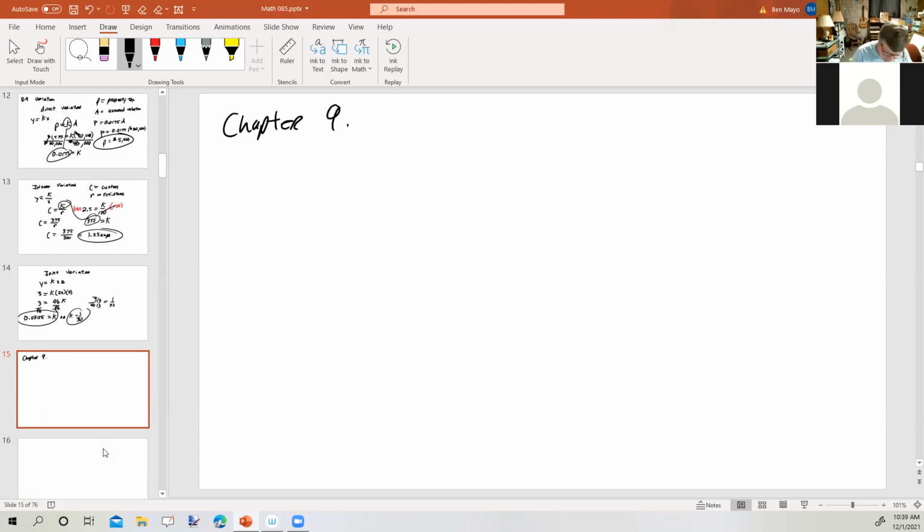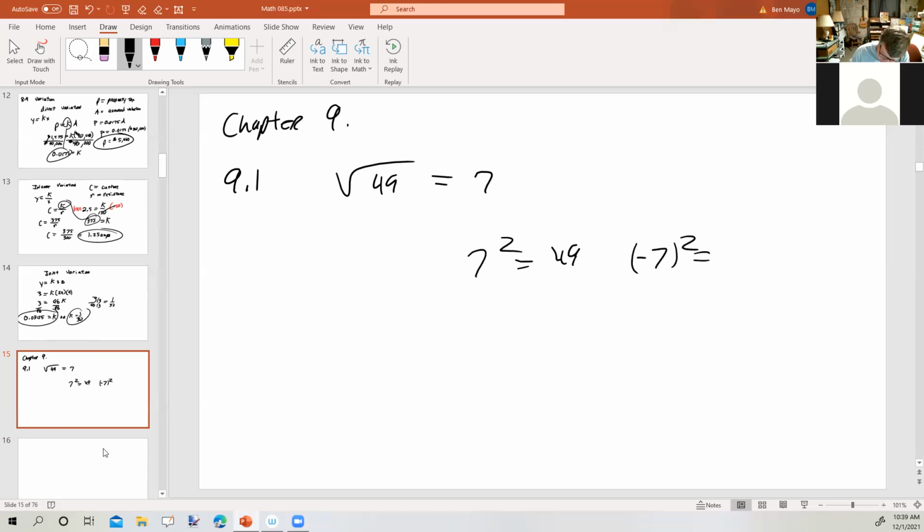Chapter 9. Section 9.1, we dealt with taking roots with or without using a calculator. For instance, the square root of 49 is 7. And even though 7 squared equals 49 and -7 squared equals 49, when we take the square root of a number, we get what's called the principal square root. And if you take the square root of 49 on your calculator, you get the principal square root.